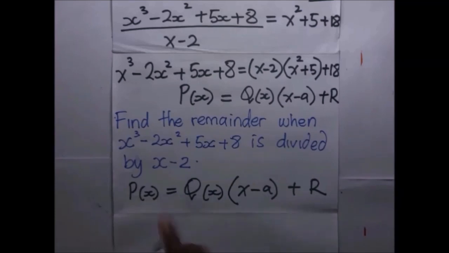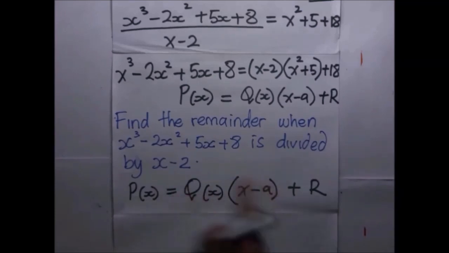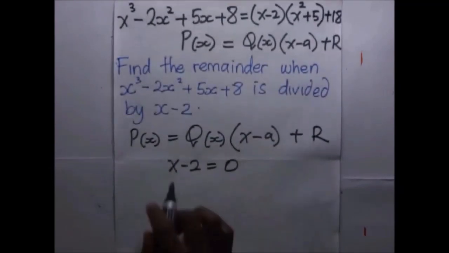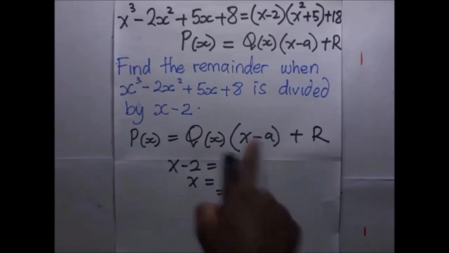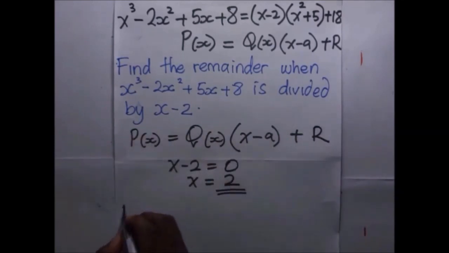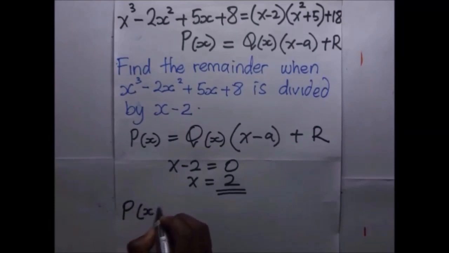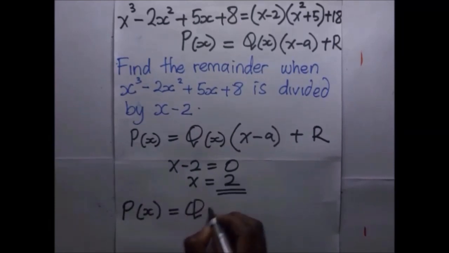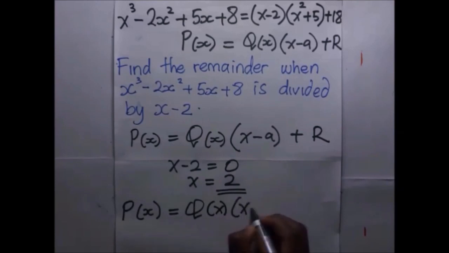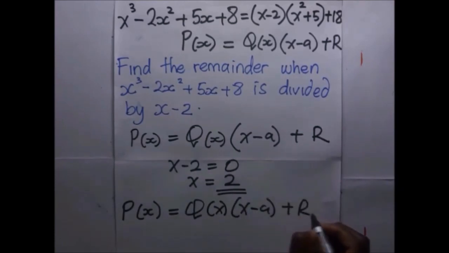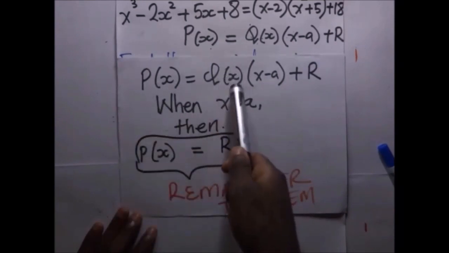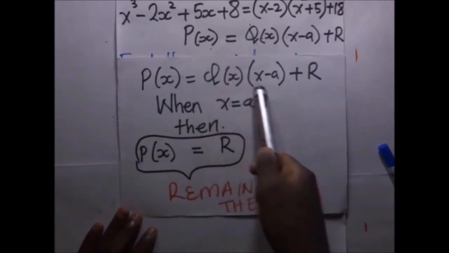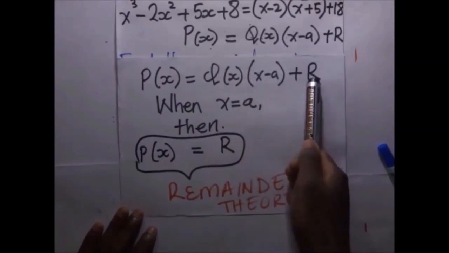So for this to be equal to 0, it means that x minus 2 should be equal to 0. So if x minus 2 is equal to 0, it means that the value of x here should be 2. So we come and substitute it in this equation. The polynomial p of x, which is equal to q times x minus a plus r, is a product of the quotient: you get the quotient, multiply that by the divisor, and you add the remainder.